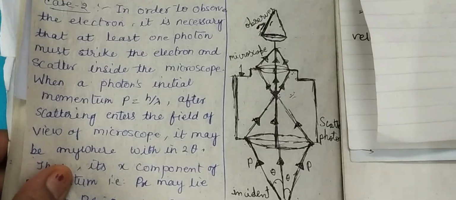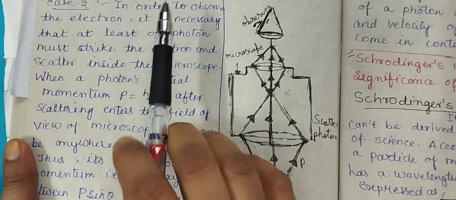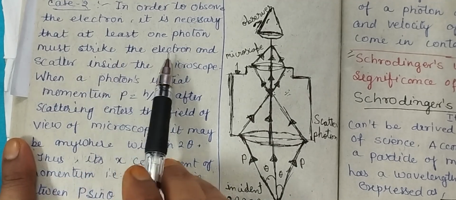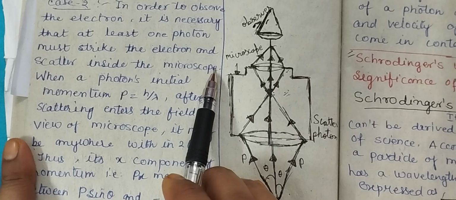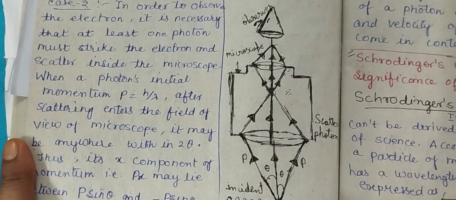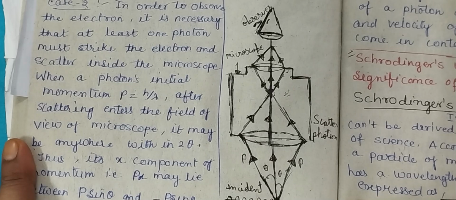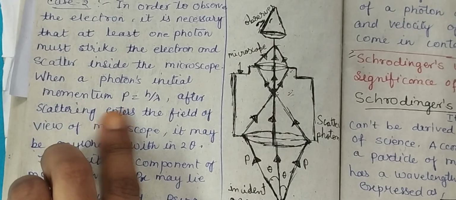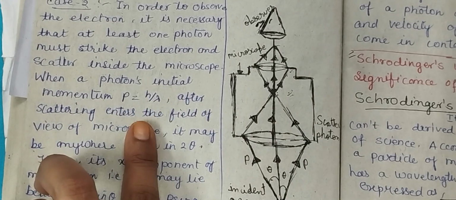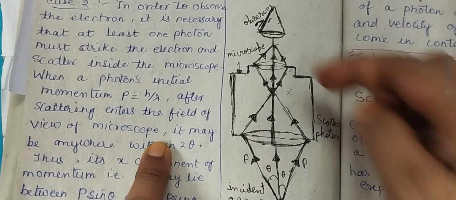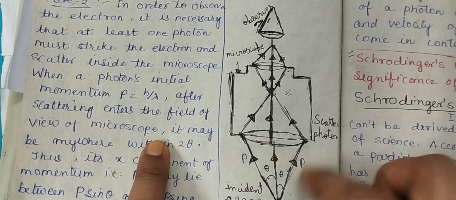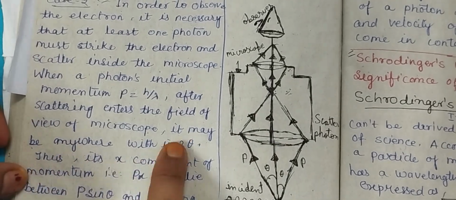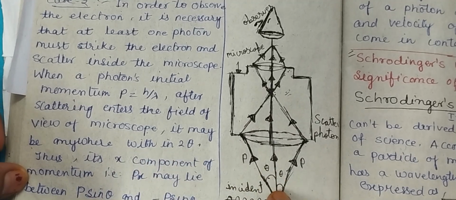Now case 2. What is case 2? In order to observe the electron, it is necessary that at least one photon must strike the electron and scatter inside the microscope. Same thing I told you, one photon will hit this electron. Only in that condition will the scattering happen. Momentum is given by h upon lambda. After scattering it enters the field of view of the microscope. मतलब scattering के बाद जब हमें दिखाई देगा, p equal to h upon lambda. It may be anywhere within 2 theta.